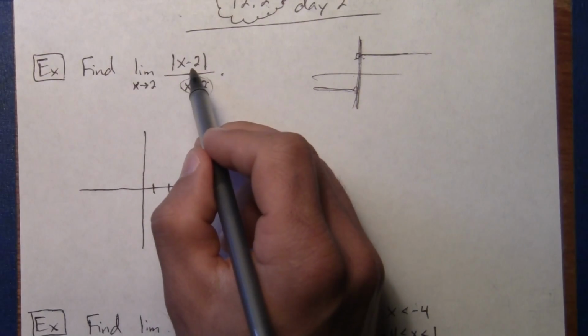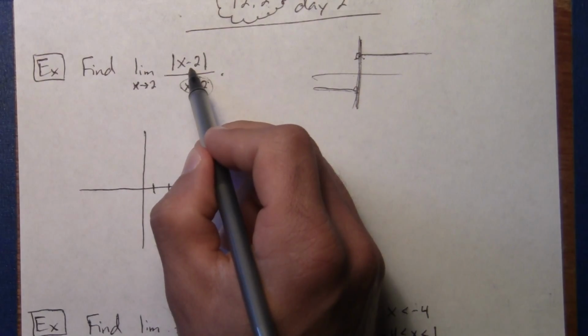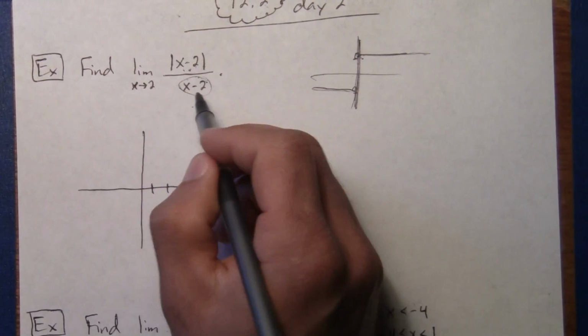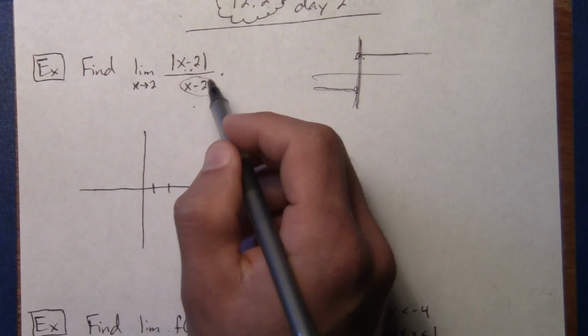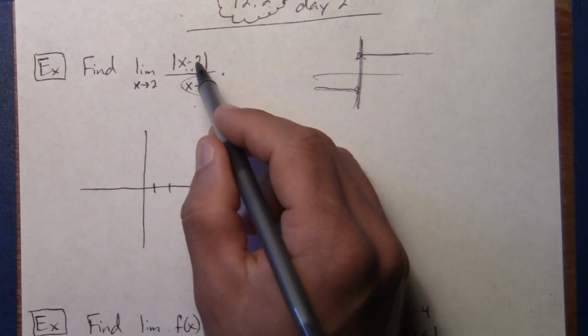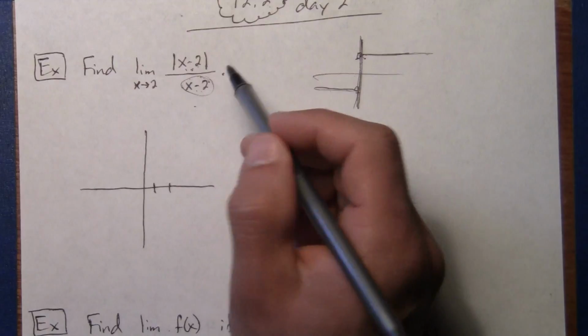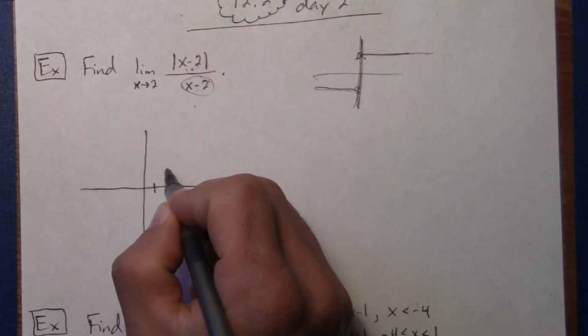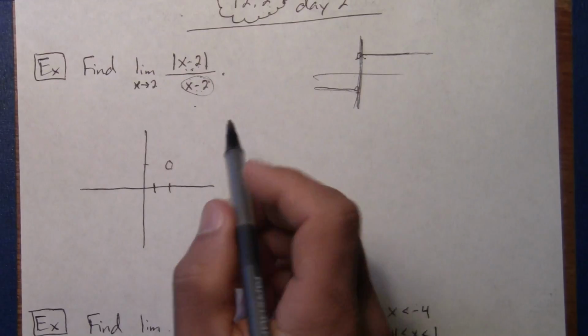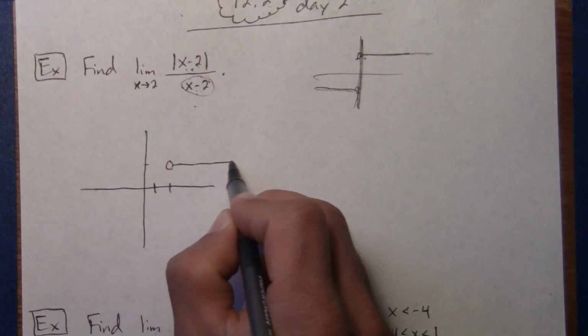So think of a number to the right of 2, like 3 for example. If you plug in 3, it's 3 minus 2, which is 1, absolute value, that's still 1, divided by 3 minus 2, which is 1, you get 1. Plug in 4, you're going to get 2 over 2. Plug in anything, you're going to eventually get 1. So at the point (2, 1), you're going to have an open circle because I can't actually plug 2 in, and then I'm always going to have a y value of 1.